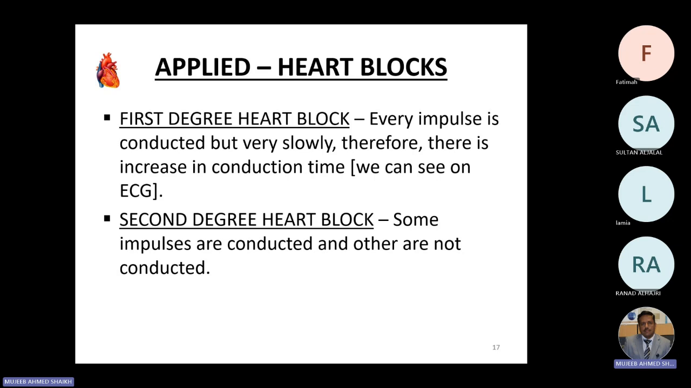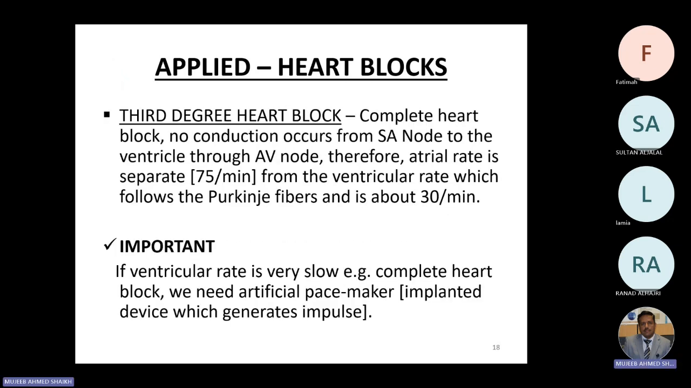In the second degree, what is happening? In the second degree, some impulses are conducted from the atria to the ventricle, but some are non-conducted. Some are conducted and some are non-conducted. In the third degree, complete heart block, the atria will beat at its own speed and the ventricle will beat at its own speed.